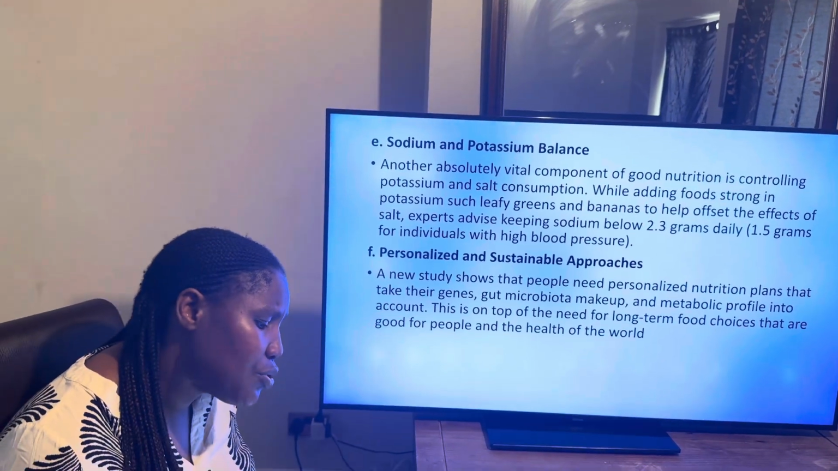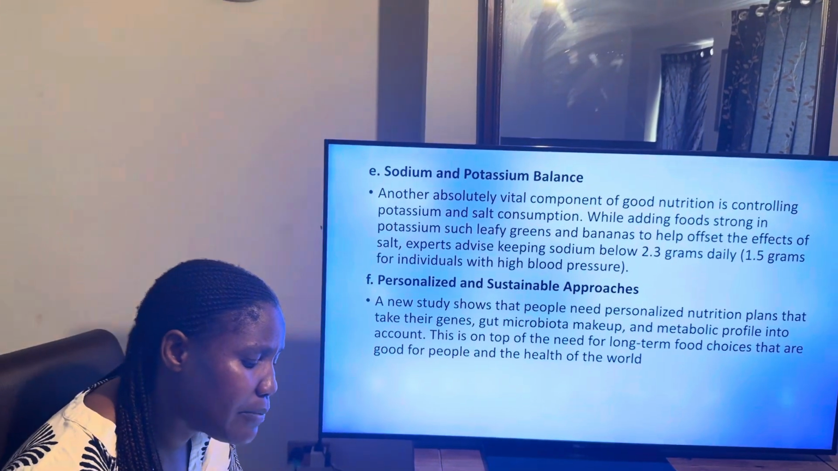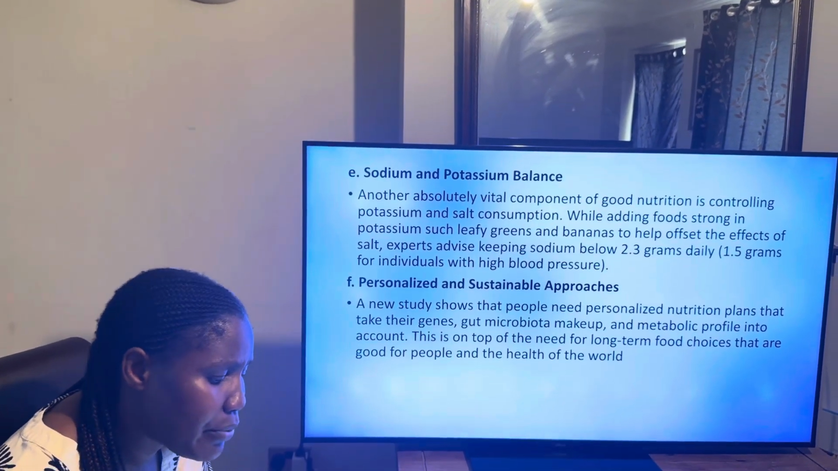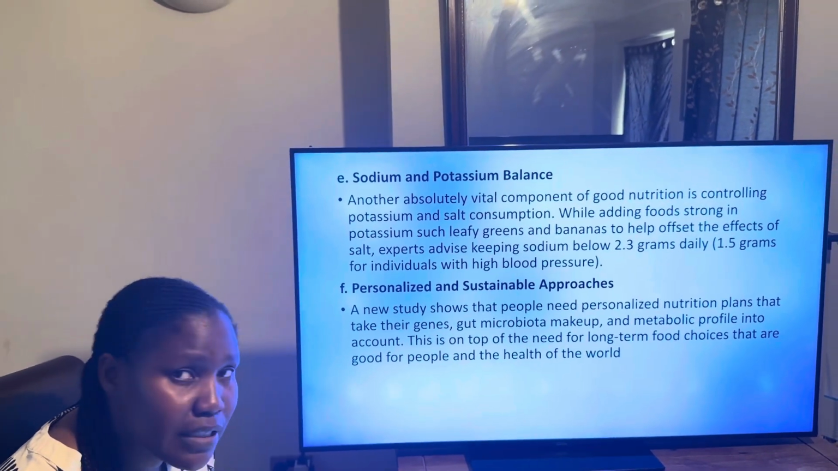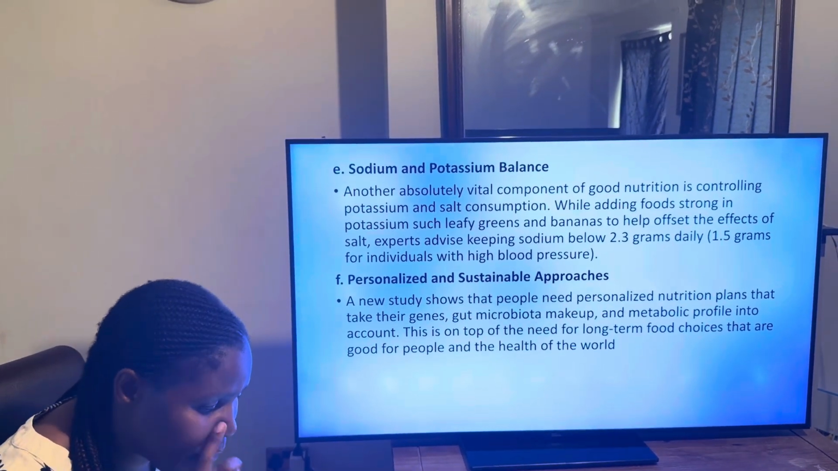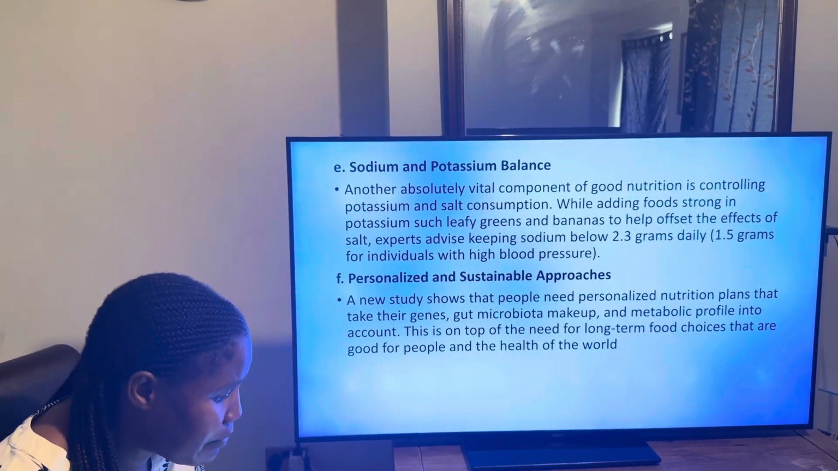A few studies show that people need personalized nutritional plans that take their genes, gut microbiota makeup, and metabolic profile into account. This is the top need for long-term choices that are good for people.